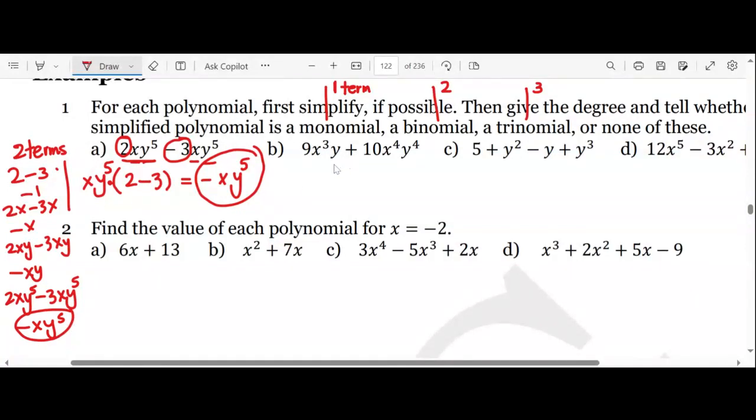Next one. How many terms do I have here? 2 terms. So it's binomial. Now, is the variable the same or not the same? Not the same. So I cannot add.